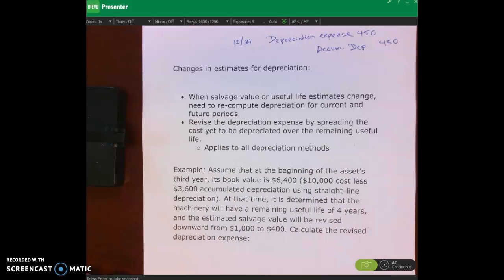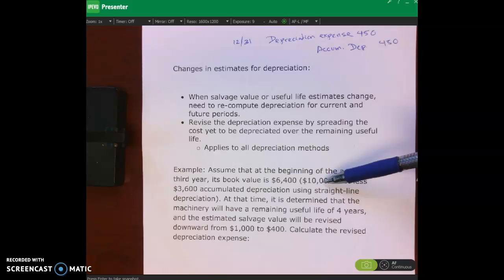So let's look at our example. Assume that at the beginning of the asset's 3rd year, its book value is $6,400. Okay? At that time, it's determined that the machinery will have a remaining useful life of 4 years and that the estimated salvage value will be revised downward from $1,000, okay, down to $400. So this is our same working example that we were doing before, where remember the asset cost of $10,000 and then the initial salvage value was $1,000. And that also the initial useful life was five years.